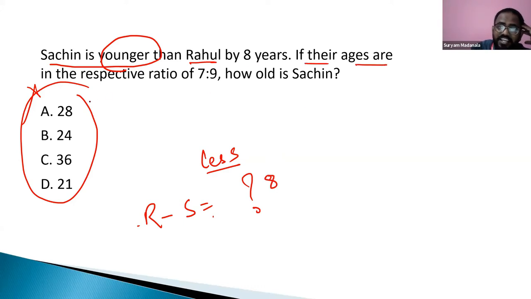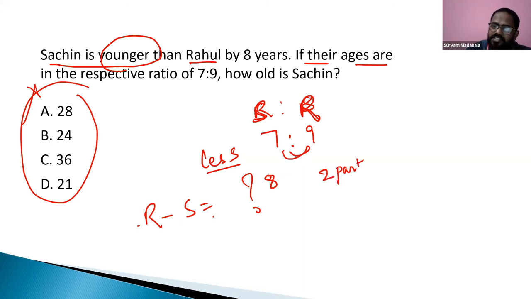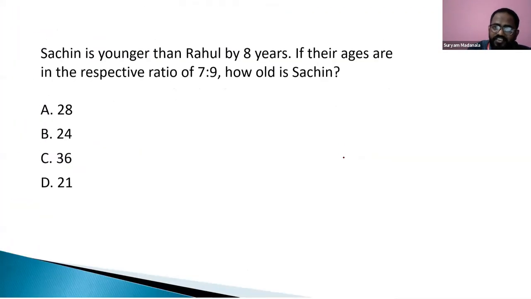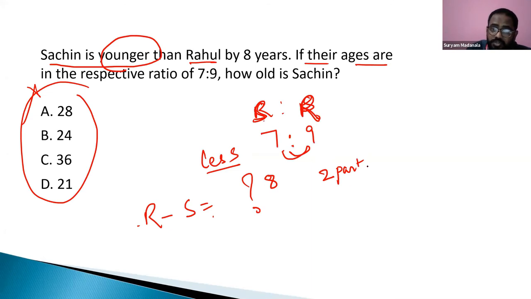If their ages are in the ratio of Sachin to Rahul, they have given it as 7:9. Now, the difference between them is how many parts? 2 parts. The difference between Sachin's and Rahul's age is 2 parts, which is nothing but how much? 8, because we know this. 2 parts is 8.